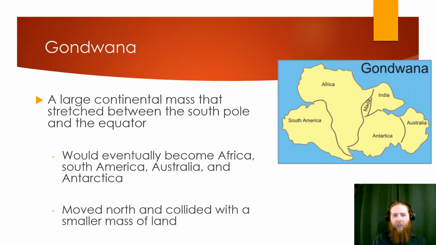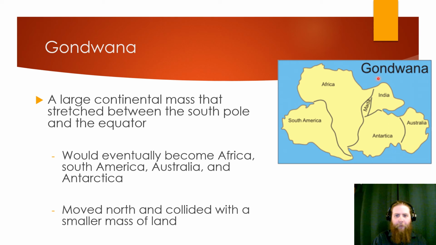The first was Gondwana, and Gondwana was this larger continental mass, and it was in between the South Pole and the equator, and it would eventually become the continents that are Africa and South America and Australia and Antarctica, and there's also India on here and Madagascar.